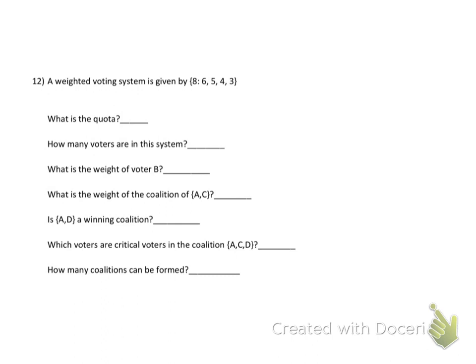All right, next, here the quota would be 8. There is 6 plus 5 plus 4 plus 3. 18 voters in that system. The weight of voter B is 5. The weight of the coalition A and C would be 6 plus 4, which would be 10. Is AD a winning coalition? 6 plus 3 is 9. 9 is greater than 8, so yes, that is a winning coalition. It needs to be 8 or more for it to be a winning coalition.